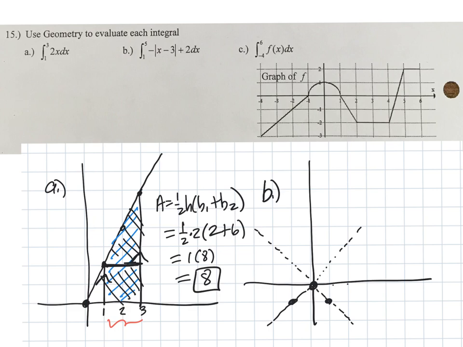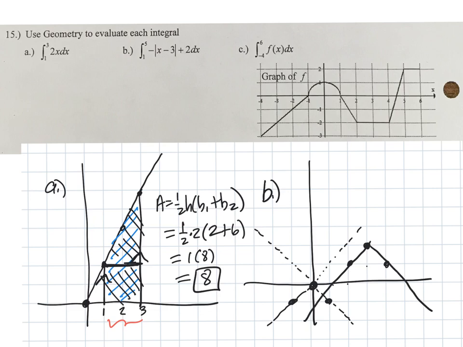So 1, 2, 3, and up 1, 2. And then this point, 1, 2, 3, up 2, and shift the other one to the right, 1, 2, 3, up 2. Okay, so that is what our function looks like.